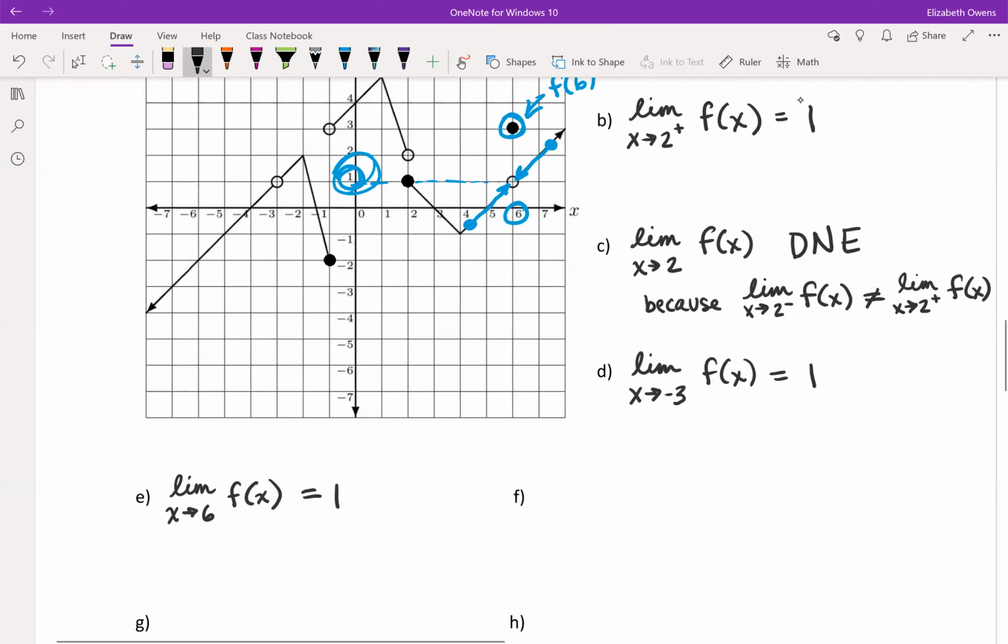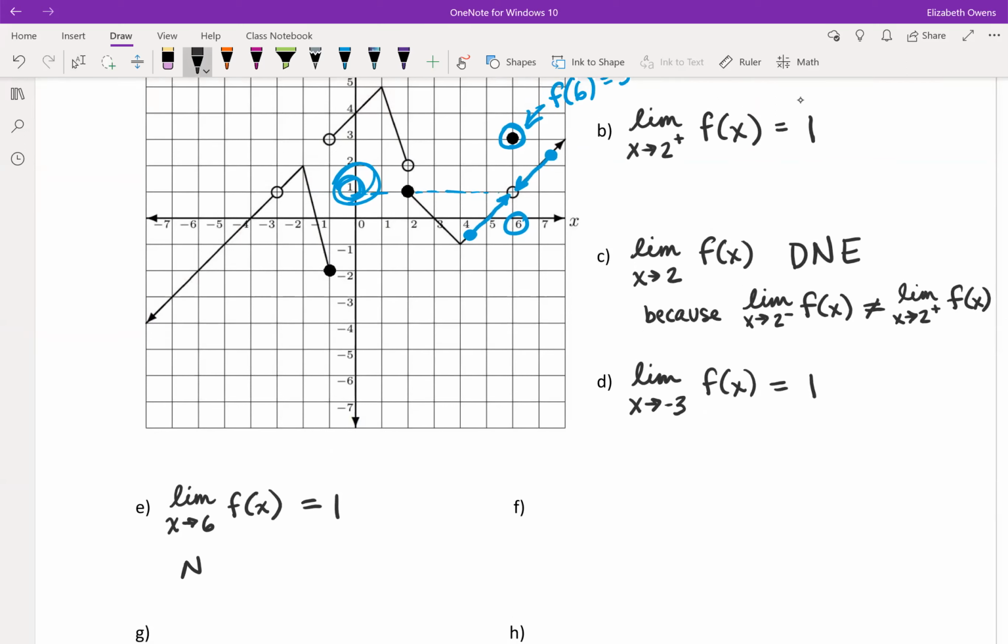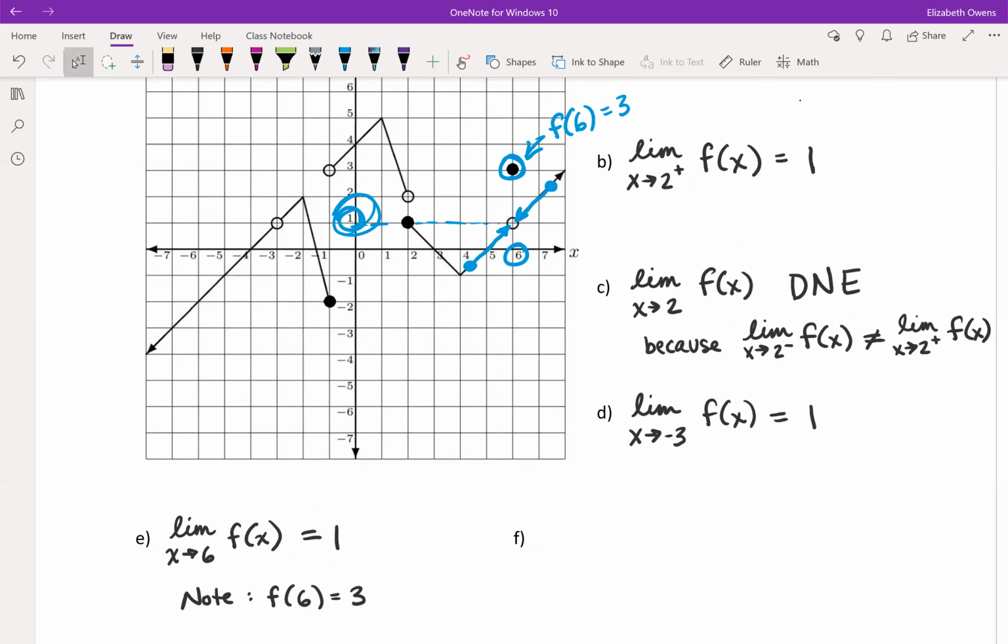We'll make ourselves a little note of that though. Note that f of 6 equals 3. Okay, so the limit and the function value are not the same thing. They're two totally different concepts, really.